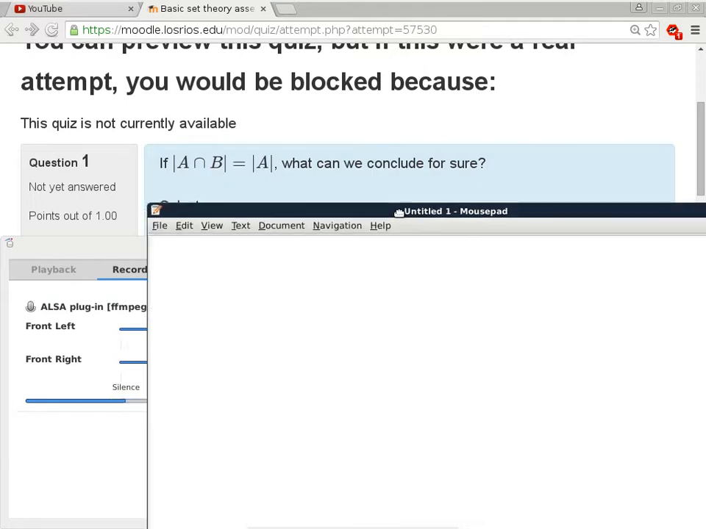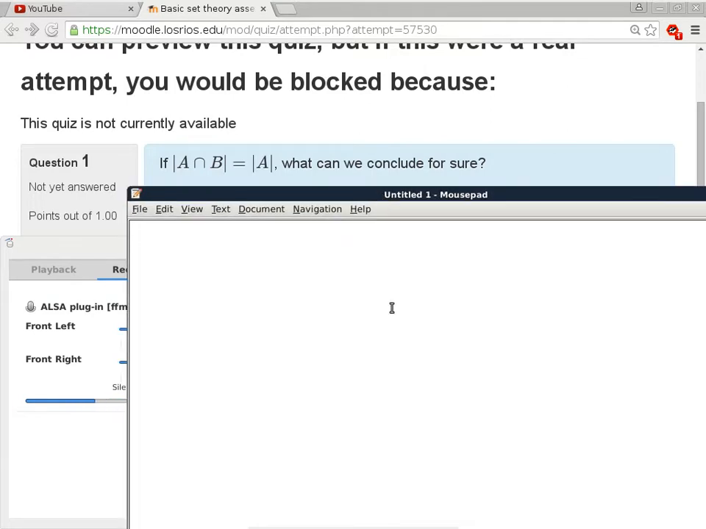All right, so the question is, if A intersects B, the intersection has the same number of elements as A, what can we conclude for sure? Okay, that's the question. Let's say the answer is A is a proper subset of B. So let's pick option C as the answer. Then I can say, okay, but what about this specific case? What about A being {1, 2}, and B being {1, 2}?